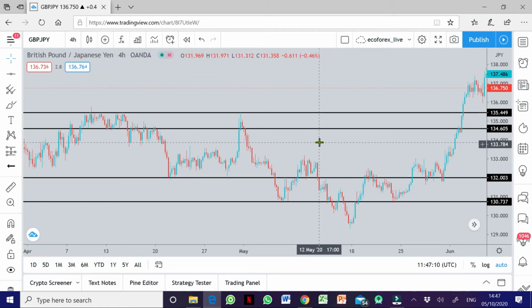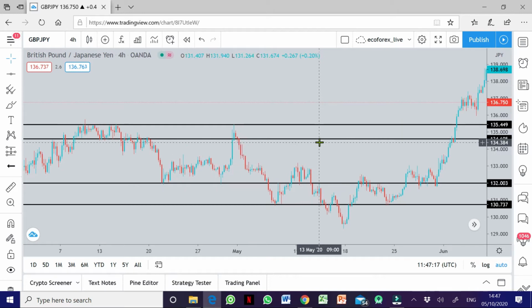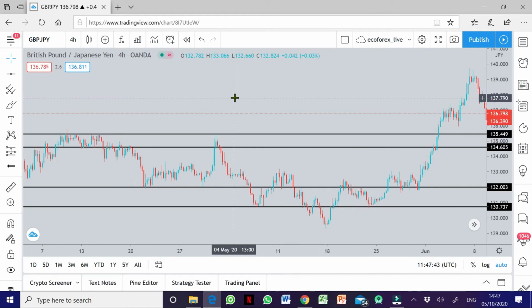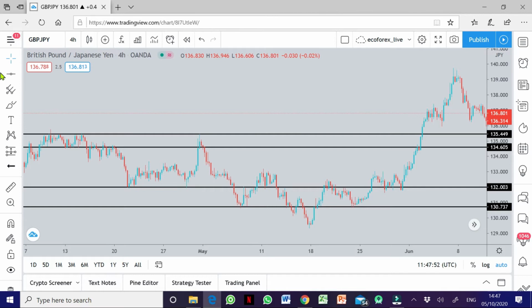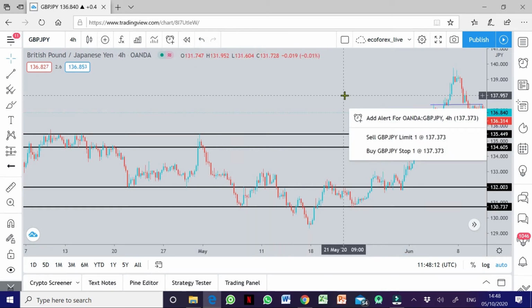Let me just wait for another setup. This one can be a nice setup. Yeah, let me see if we can form head and shoulder. Oh, this is great. This is great, my people. This is nice. This one I'll take a trade here. Let me see if I can take a trade somewhere here.